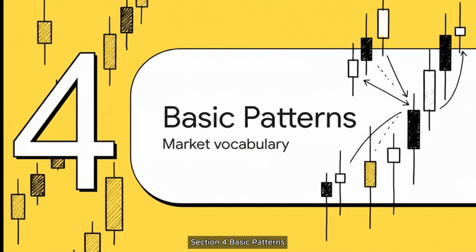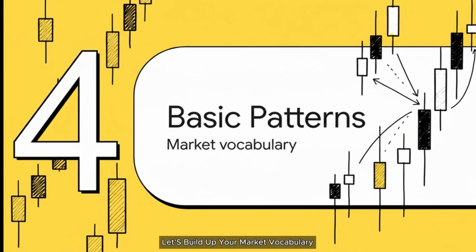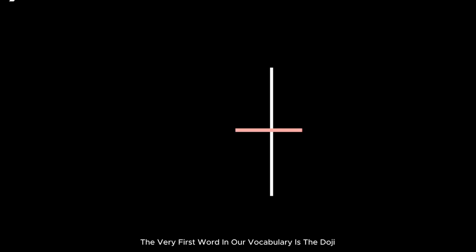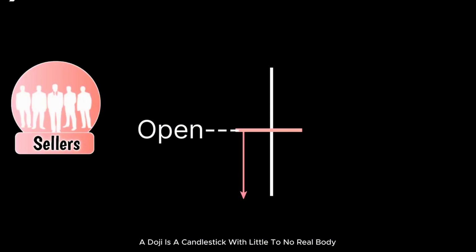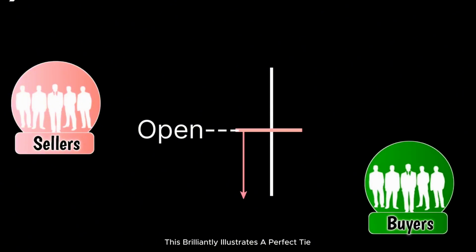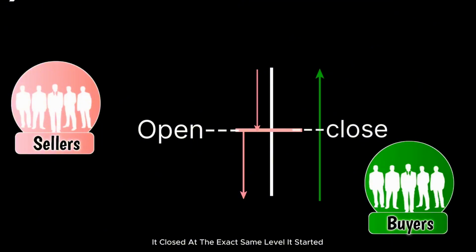Section 4. Basic patterns. Let's build up your market vocabulary. The very first word in our vocabulary is the doji. A doji is a candlestick with little to no real body. This brilliantly illustrates a perfect tie in our tug of war. The price opened, went up, went down, but when the clock finally ran out, it closed at the exact same level it started. Neither the bulls nor the bears could claim victory. When you spot one of these, it signals intense market indecision.